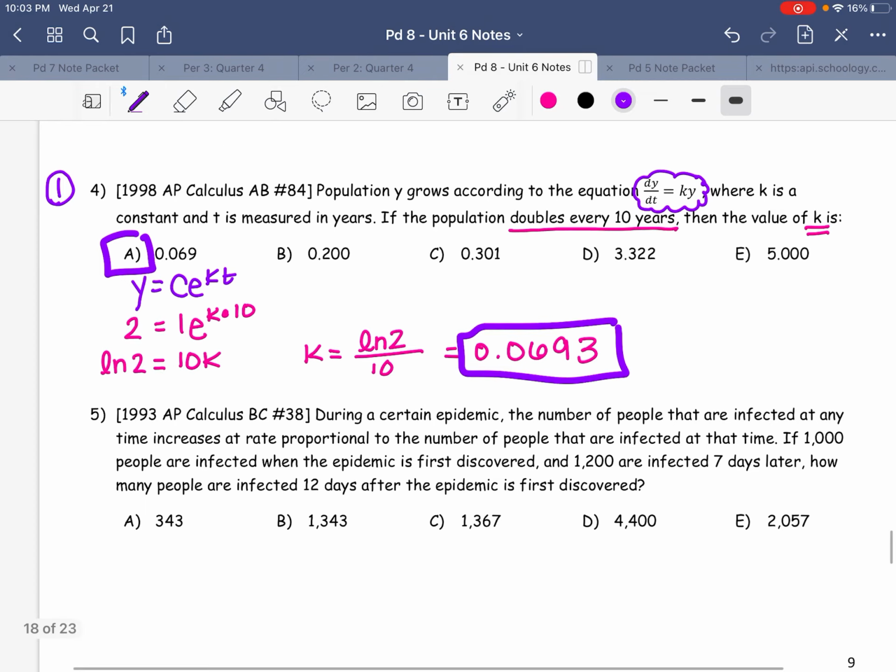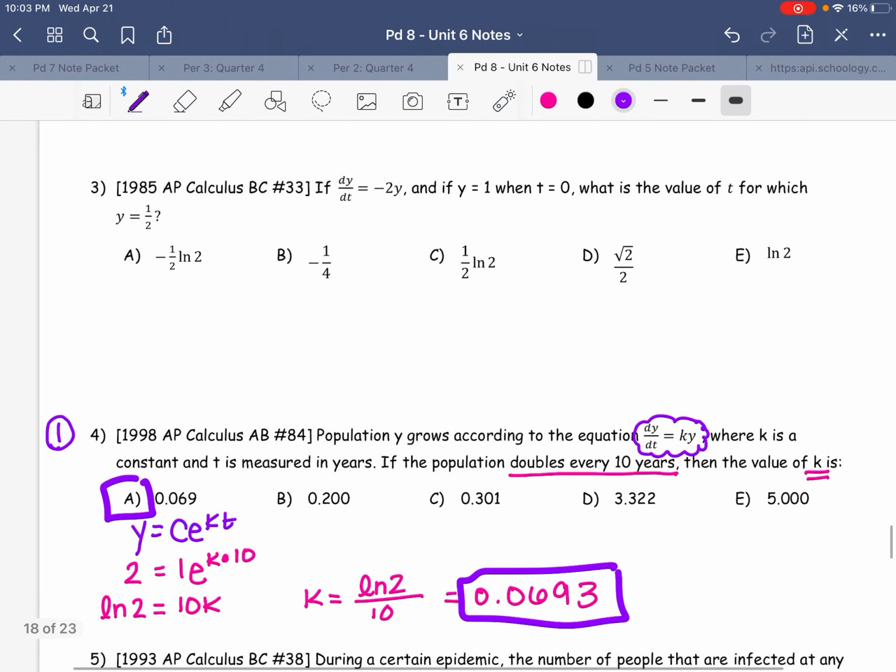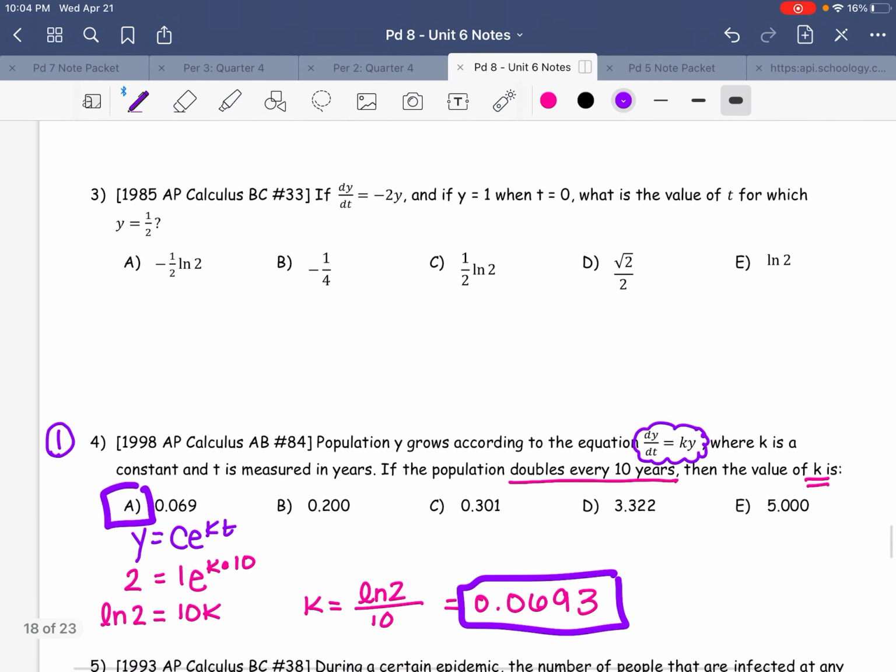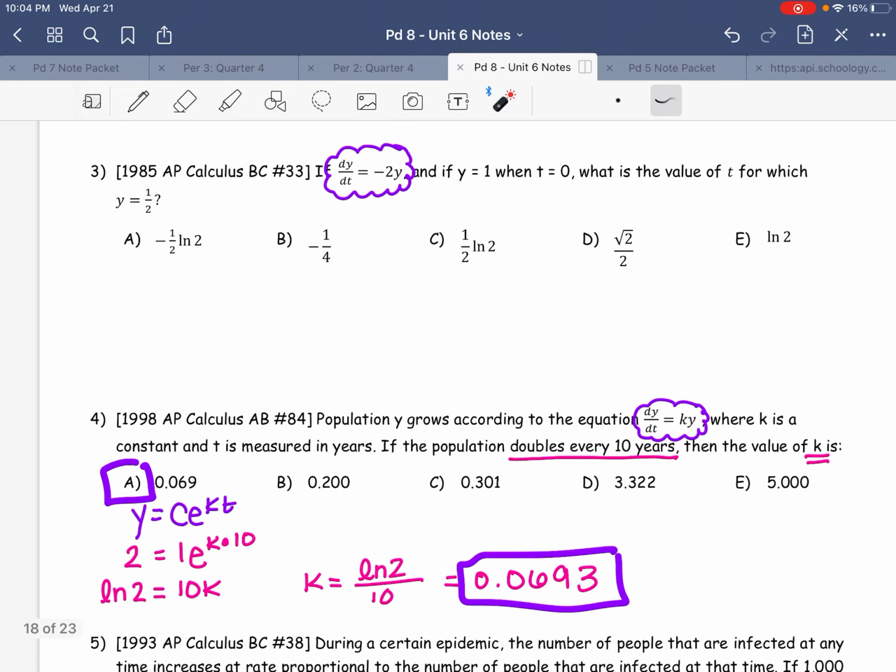All right, let's work our way up. You can pause the video at any time if something doesn't make sense. Let's look at number 3 next. So number 3 says if dy dt equals negative 2y. So I want you to compare for a minute. Compare this and this. They look really similar, right?